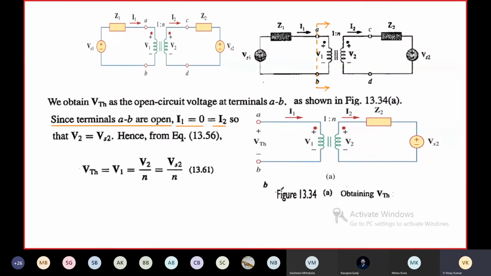So first, finding VTH. Here these two terminals are kept open, so the voltage between these two terminals is the open circuit voltage, which is equal to VTH. When these two are open, I1 will be 0. When I1 is 0, I2 will be 0. That's why I1 and I2 are both equal to 0. So here VTH is equal to V1, which is equal to V2 by N. The transformation ratio is 1:N, so V1 is equal to V2 by N, which is equal to Vs2 by N. Here V2 is equal to Vs2, since I2 is 0.